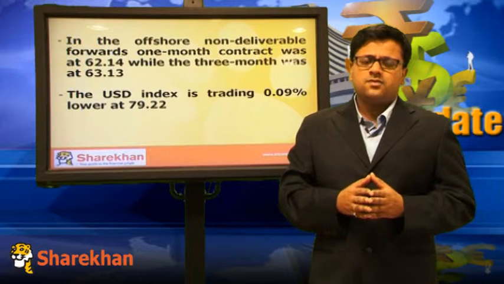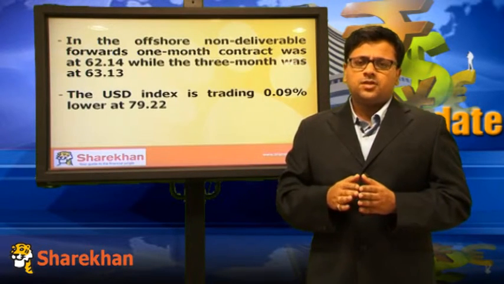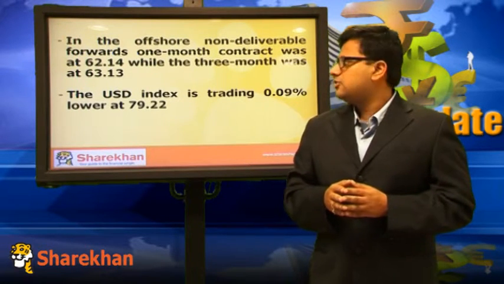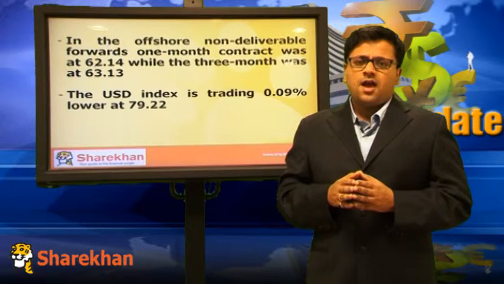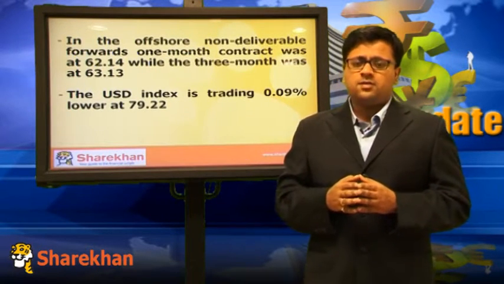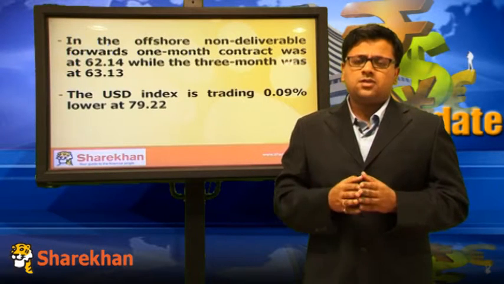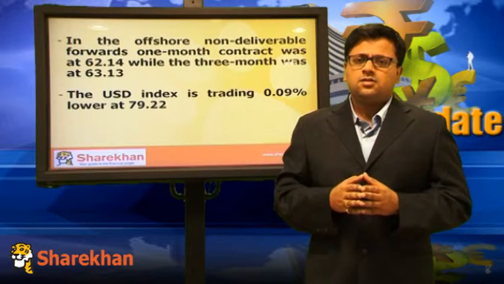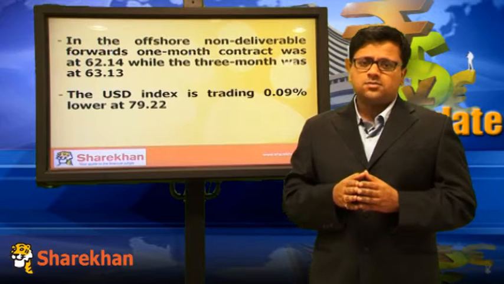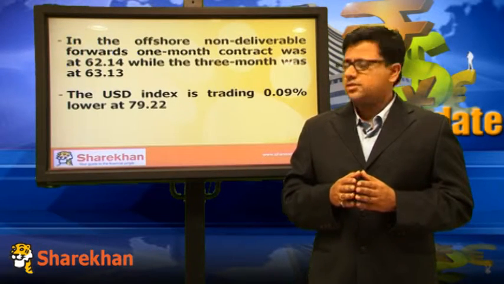Again, in the offshore market, we saw the US dollar versus the Indian rupee trading slightly higher. There was not much movement, largely flat. The 1-month forward rate was quoting at 62.14, and again the 3 months forward NDF was quoting at 63.13. Again, we have seen slight fall in the US dollar index, which is currently trading at 79.22 levels and around 0.09% downside.